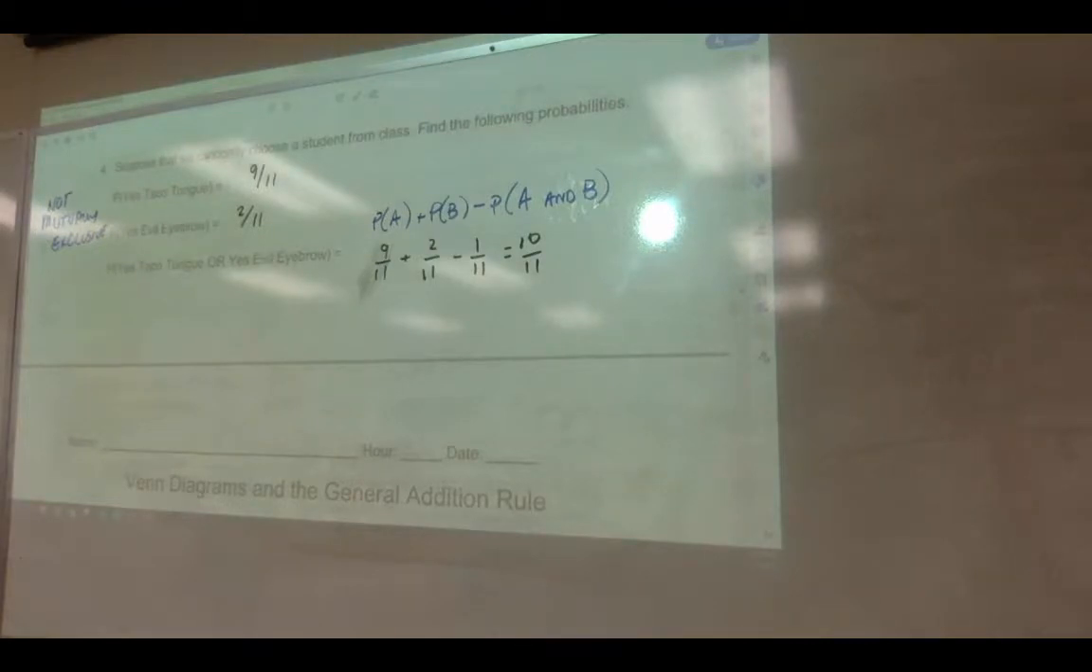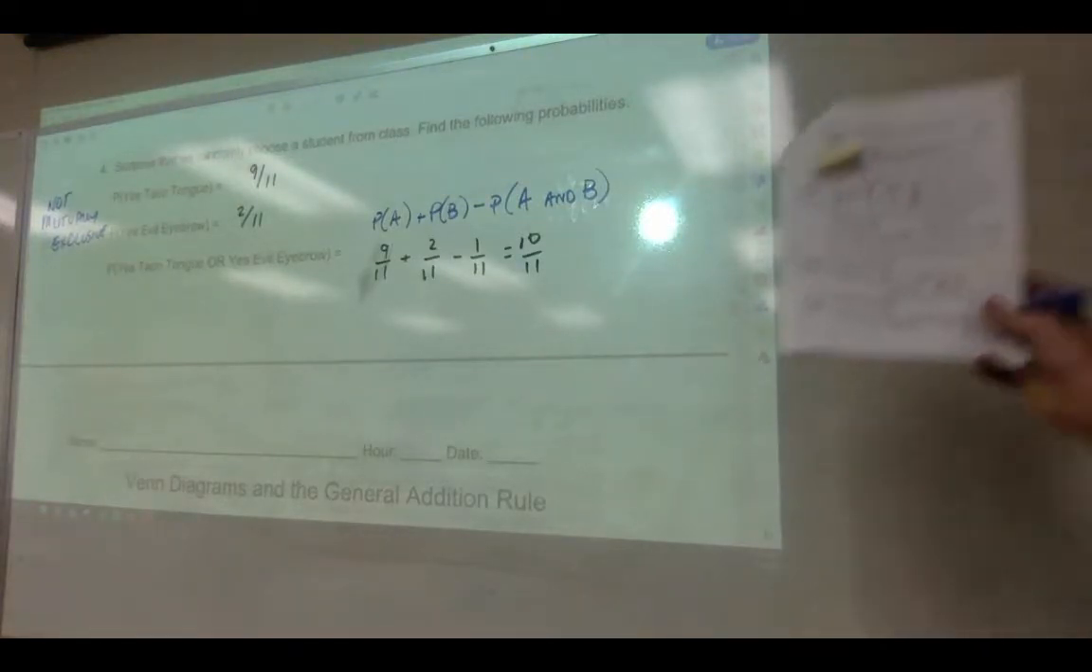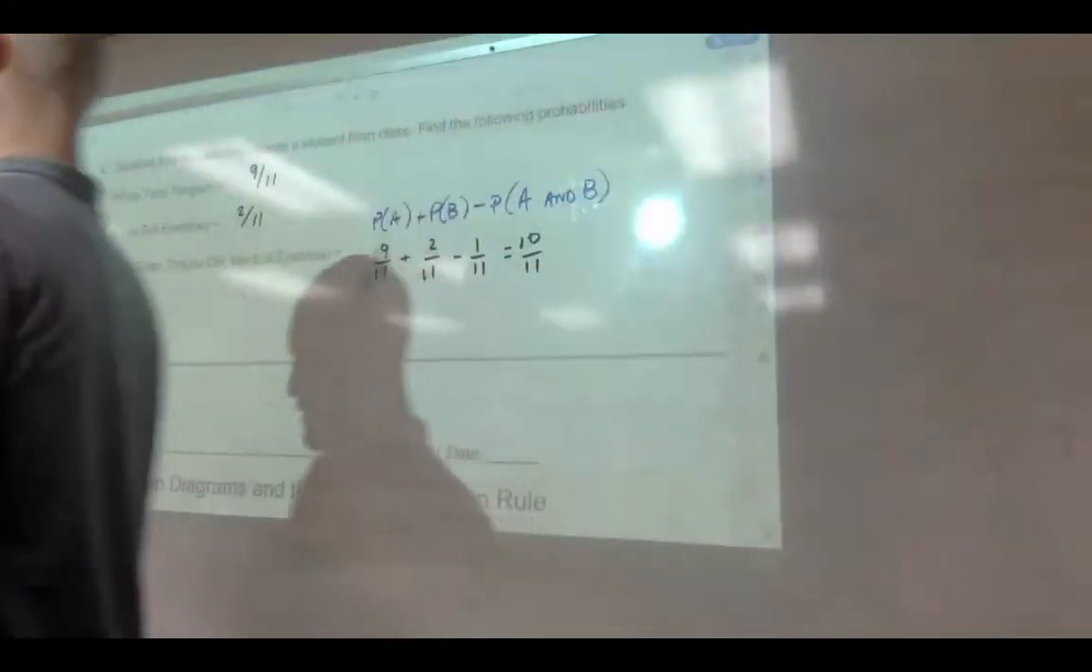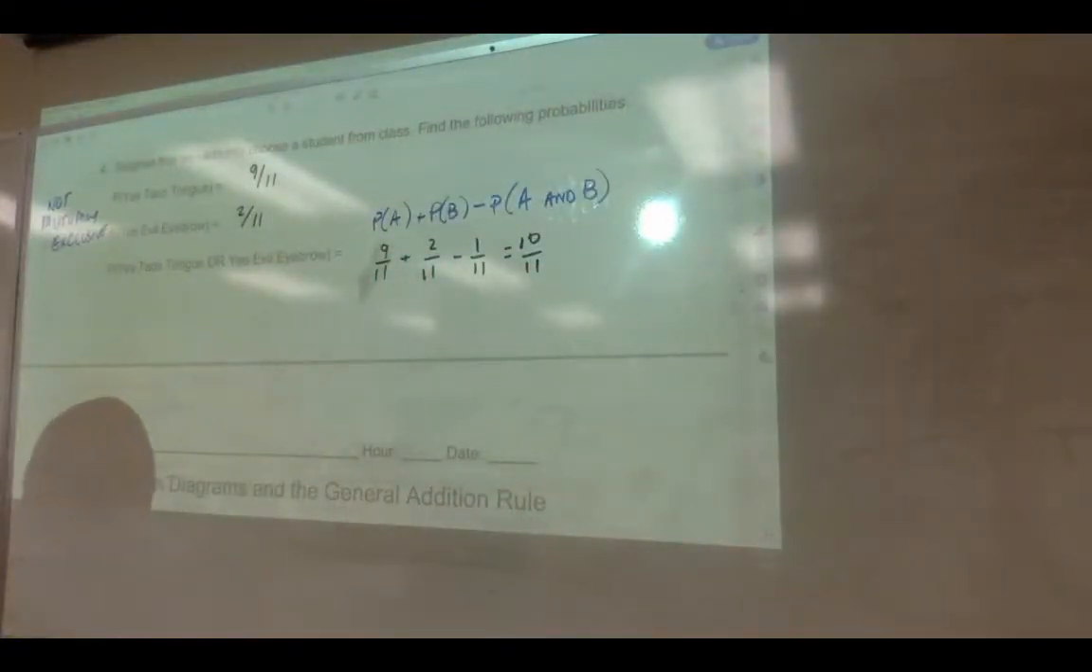And honestly though, look back to the previous example, because this is where people are usually like, follow, follow, follow, and now I'm lost. Who's shared? So think back to the exclusive events. Probability of yes, evil eyebrow. What was it? The very previous one. 2 over 11. What was the probability of no evil eyebrow?